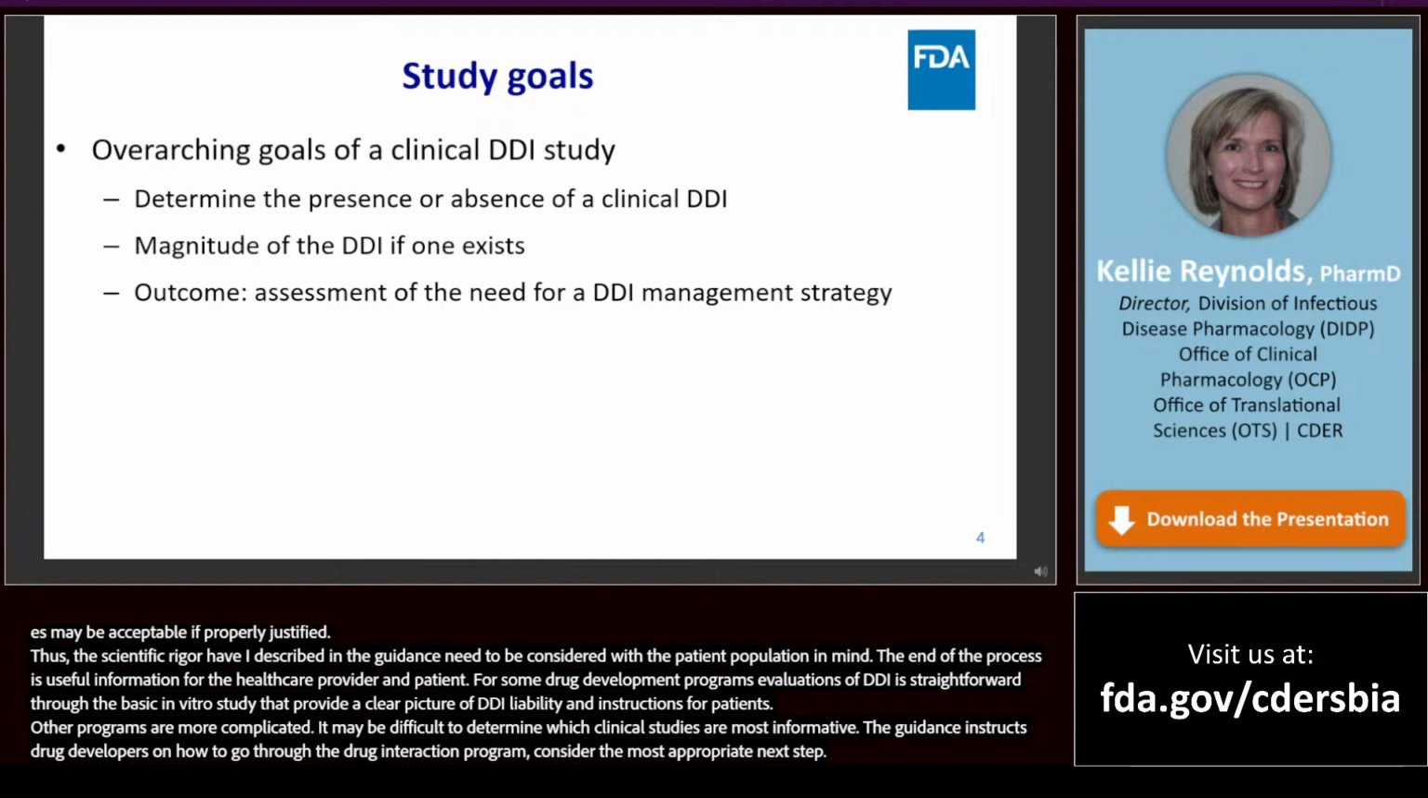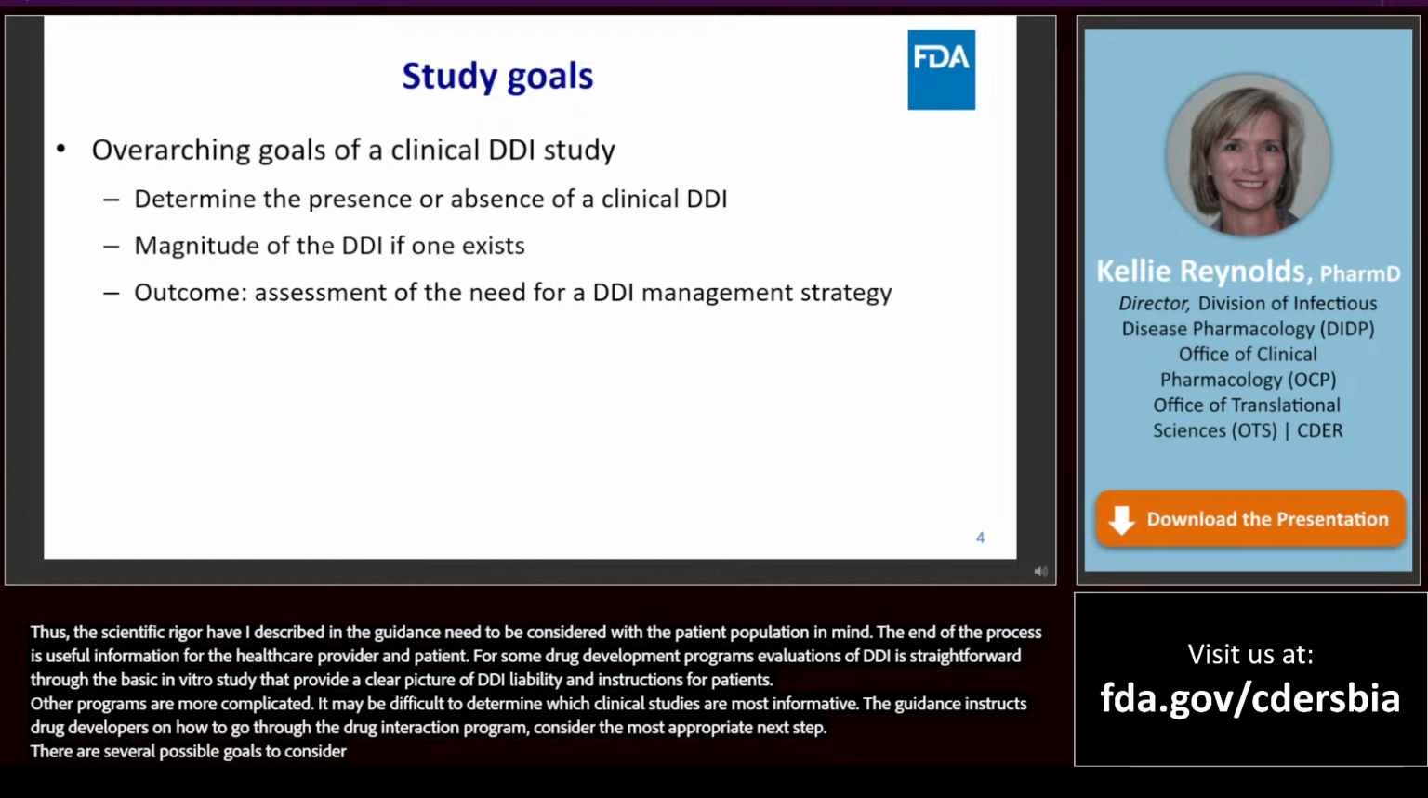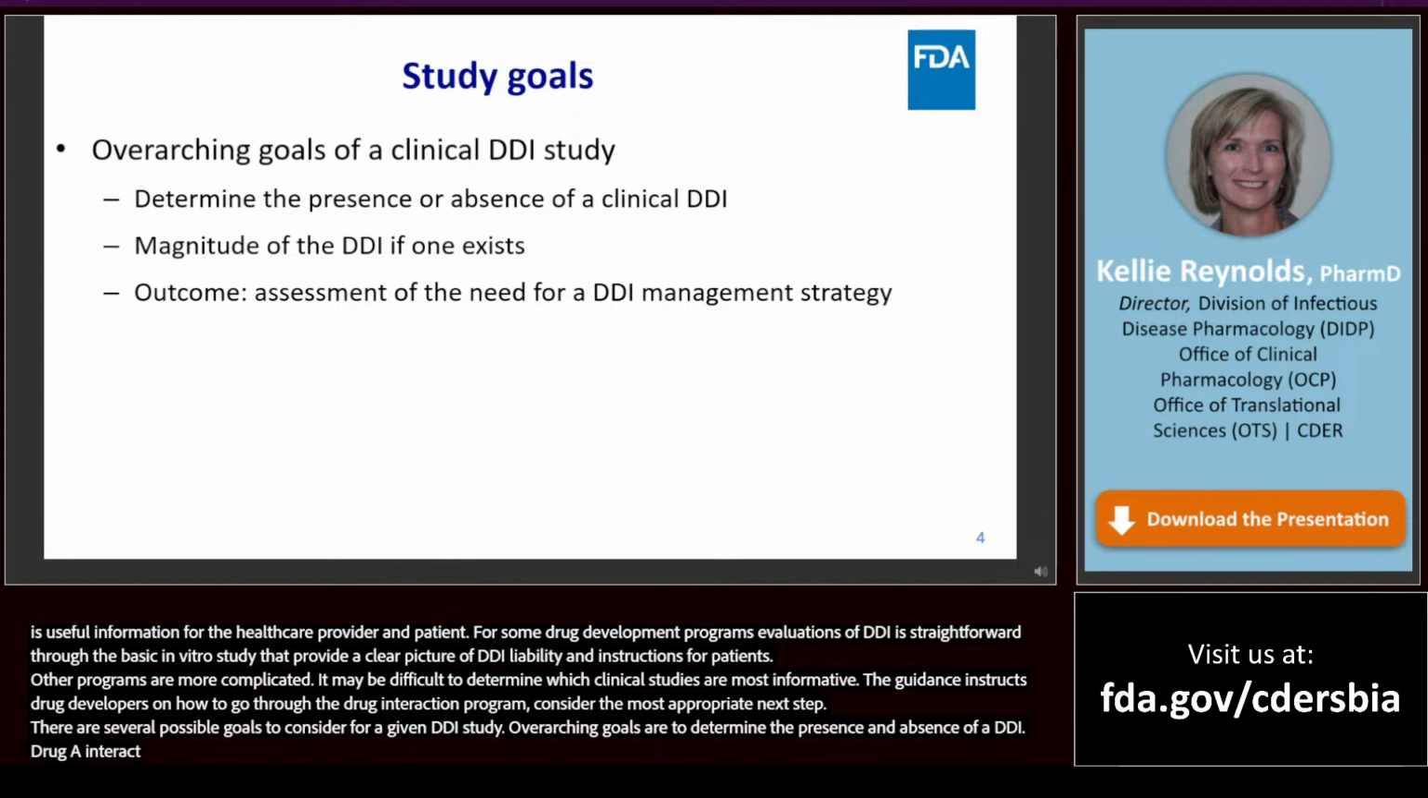There are several possible goals to consider for a given DDI study. The overarching goals are to determine the presence or absence of a DDI. Does drug A interact with drug B? The magnitude of the DDI, if one exists, and considering the magnitude, is a DDI management strategy needed?